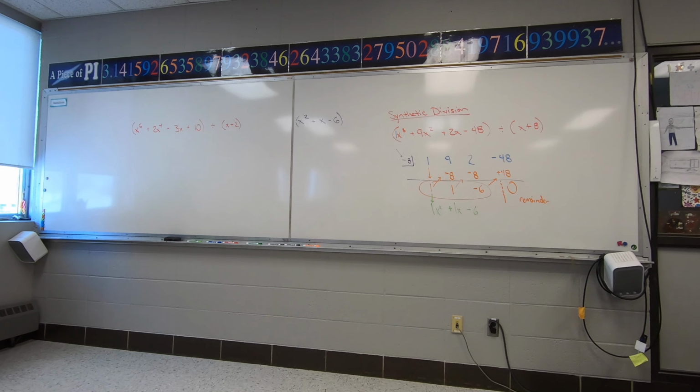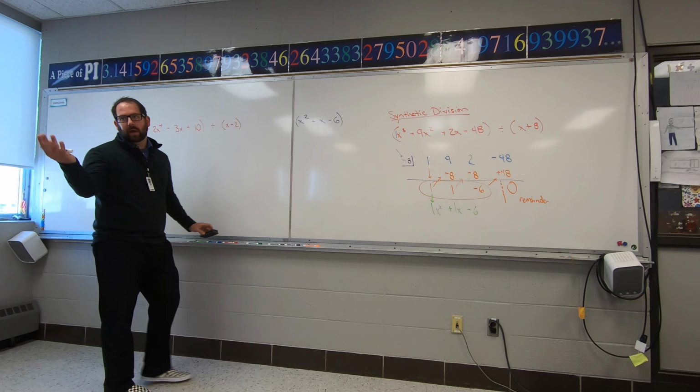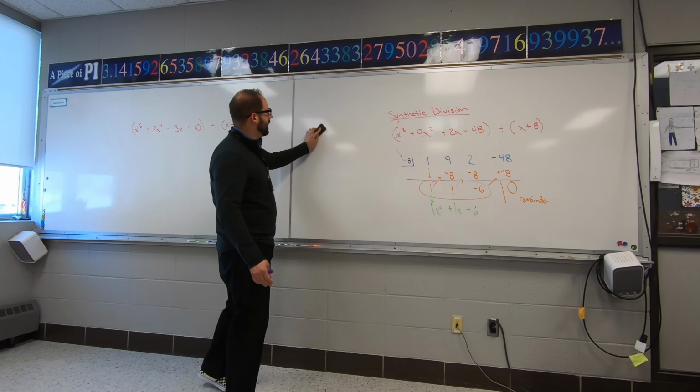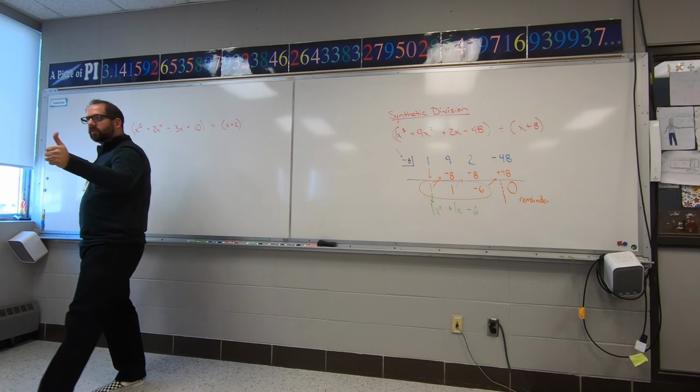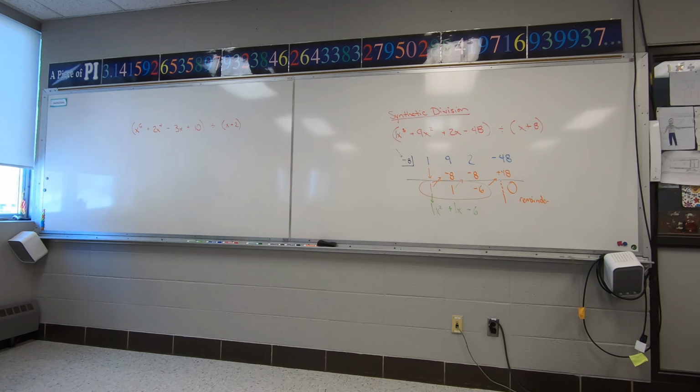Now, what are my options? What could I do on this problem? Synthetic, because I'm dividing by a normal polynomial, right? A binomial. So I could do synthetic, which I am going to do. It's probably the easier method. It's faster. I could do what else? Long division. I could do long division.